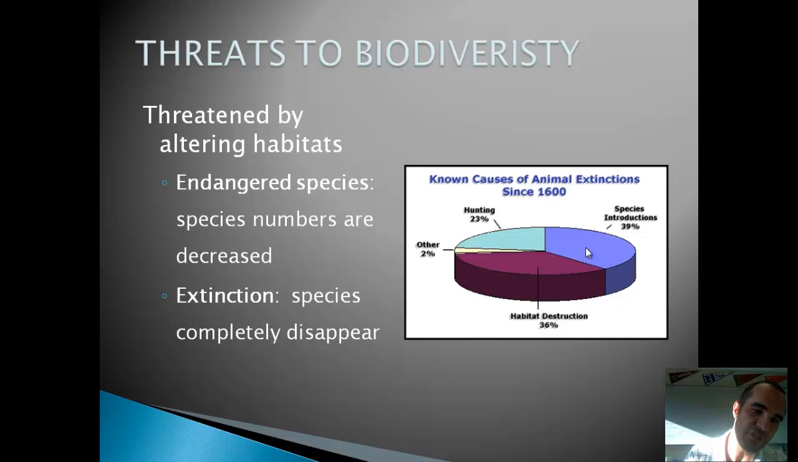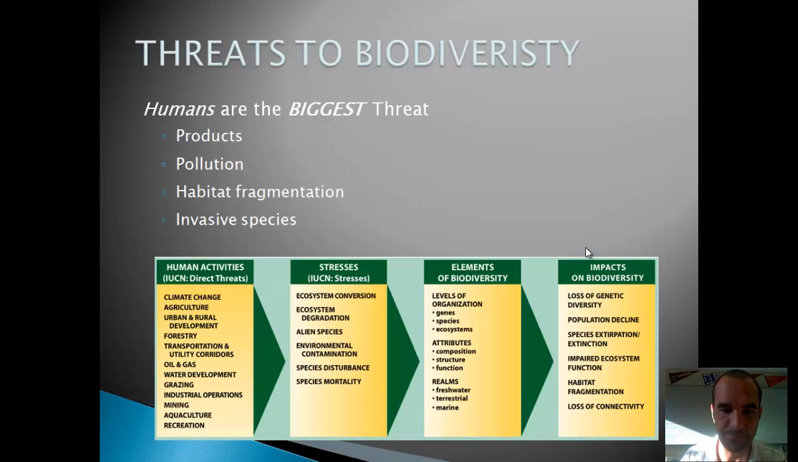Endangered means the species numbers are decreased or low. It's possible to save it. Extinction is when a species completely disappears, like the dodo bird or dinosaurs, they're completely gone. Humans are the biggest threat to that. We talked about some of the things that humans do, like hunting. We also use animals for products. For example, rhino horn in a lot of Asian countries is used because it's supposed to have magical powers. Pollution is a big problem, polluting streams, air pollution, habitat fragmentation, and the introduction of invasive species are all things that are going to be impacts to biodiversity.